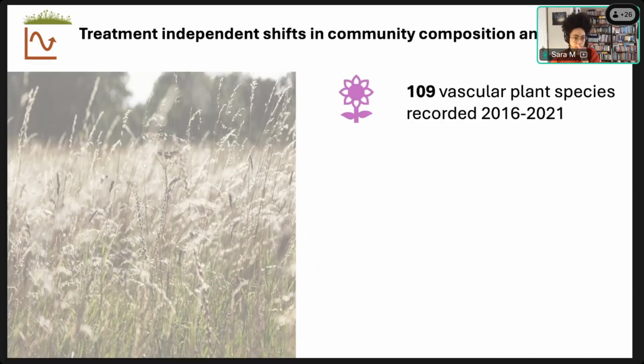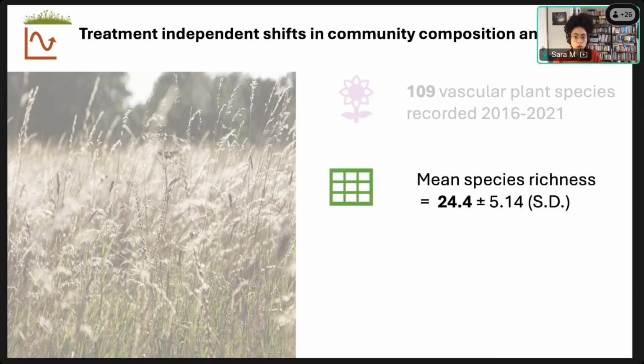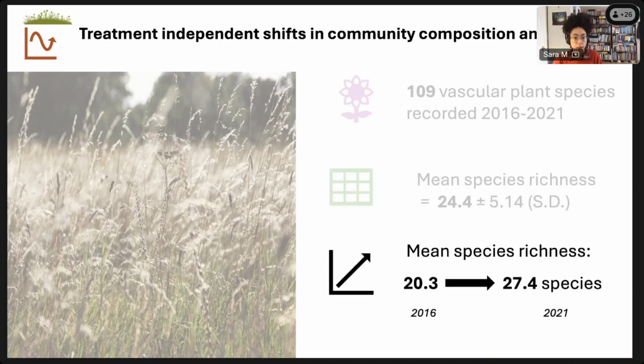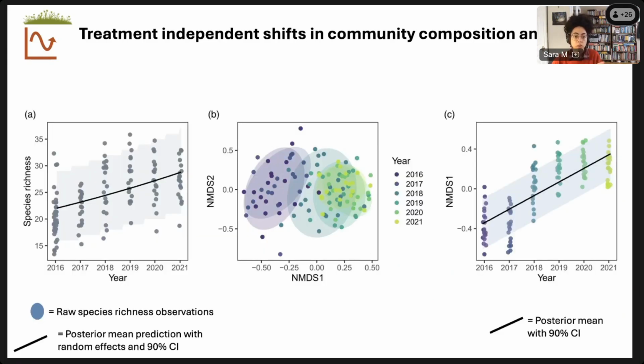And what we did find is that there's treatment-independent shifts in community composition and richness. As I said before, there were 109 plant species recorded. The mean number of species was 24, and there was an increase of about 7 species between the start of recording and the end, between 2016 and 2021. And that's shown quite nicely here, as you can see.